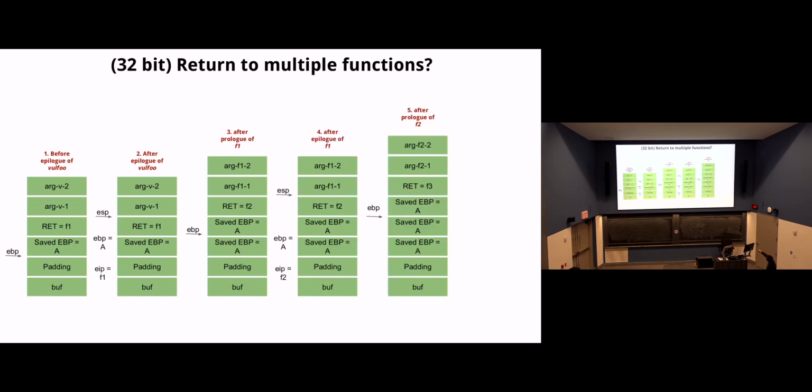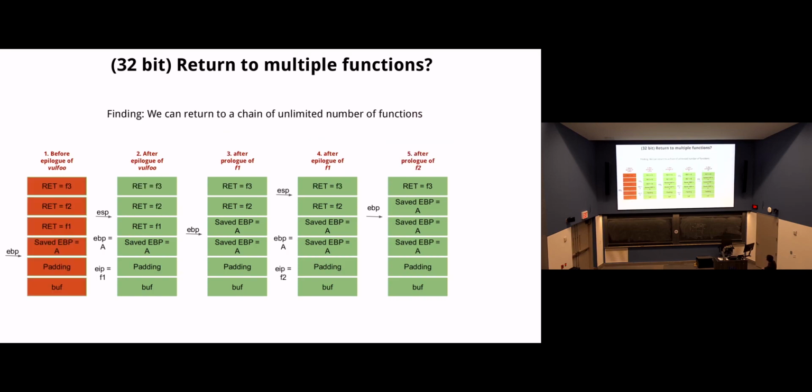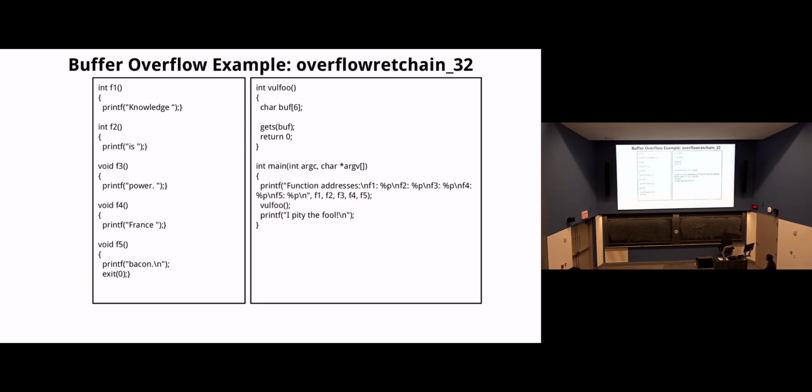Then after that you can put f3's address. So when you override this, you have the saved EBP, the first return address, you put f1, then 4 bytes higher, f2, f3. Then you can chain functions together, right? This works because we do not pass any parameter. It works for 32-bit and 64-bit.